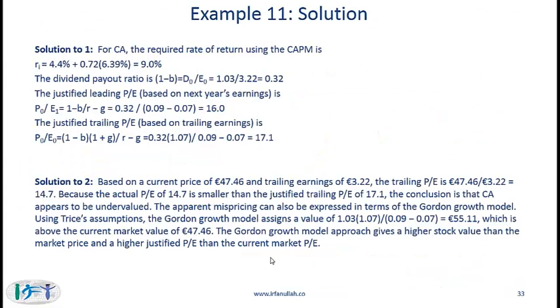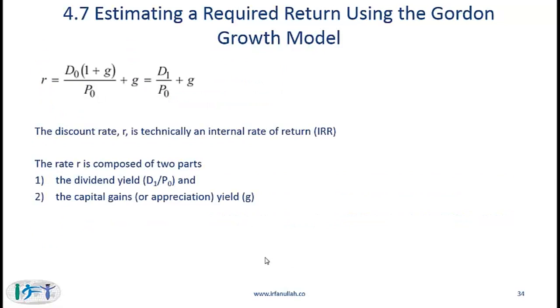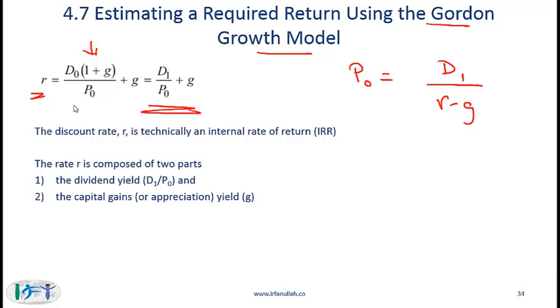Here is the solution from the curriculum. Estimating a required return using the Gordon growth model, and this is fairly straightforward. All we are saying is that based on the Gordon growth model, assuming that the market is efficient, you can say that P0 is D1 over R minus G, and I've done this before. You can rewrite this formula in terms of R, and you will then have this expression. So R is equal to D1 over P0 plus G, and you can compute R.